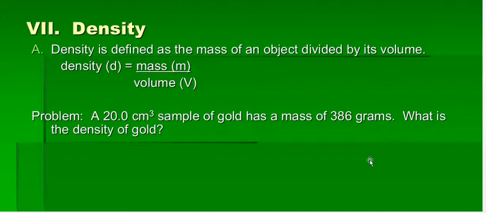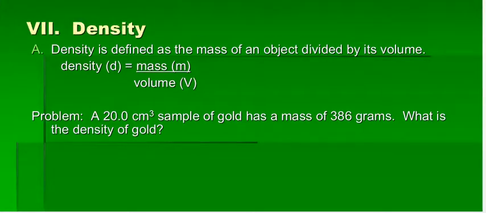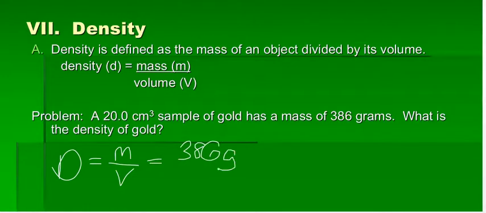Density is one of the calculations that we perform quite often. Density is mass over volume. Very simple equation, but if I want to find the density of something, for example gold, I simply have to take the mass, in this case it's in grams, divided by the volume, it's in cubic centimeters.